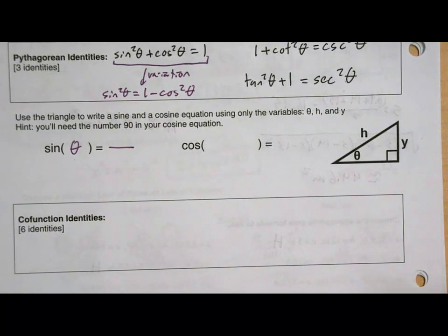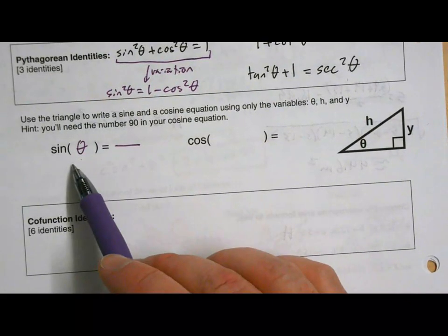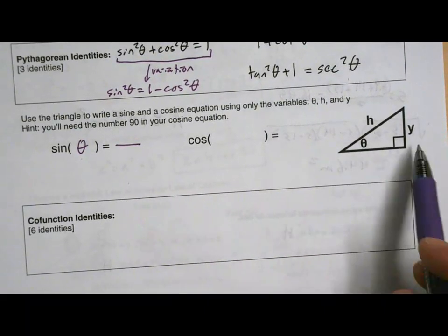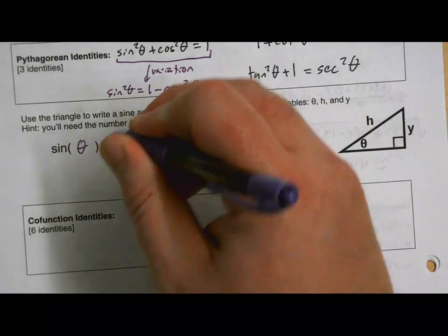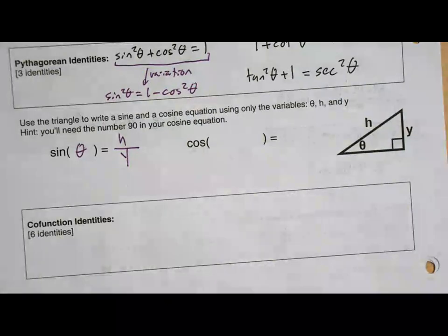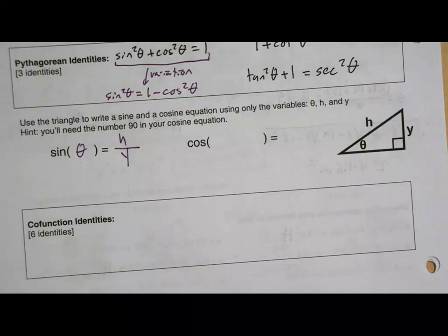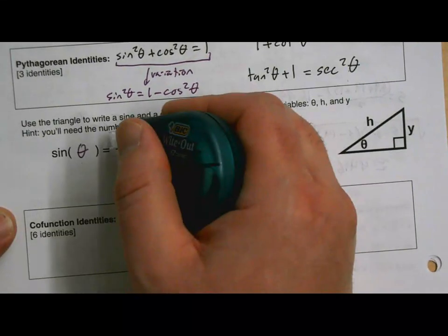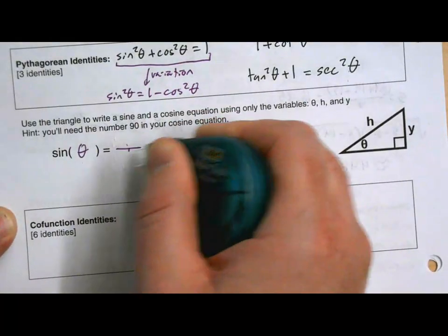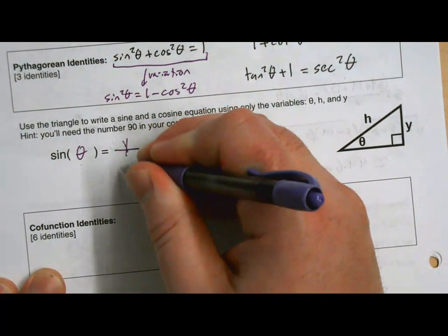You got it? Sine is equal to opposite over hypotenuse. Did you put y over h here? Nice. All right. Ooh, I said y over h, didn't I? And then a different thing came out of my hand. Y over h. There we go.